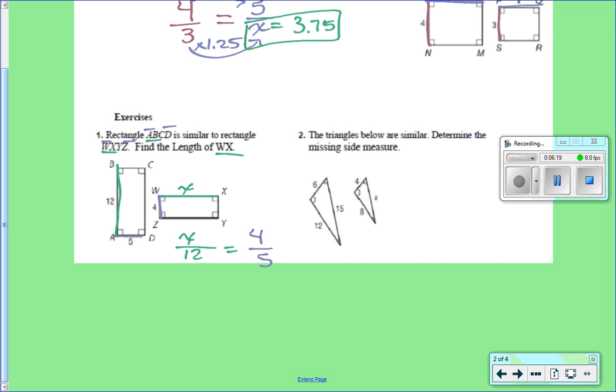And what can we do to solve? How can we solve for the missing side length now that we've set up a proportion? Have to do 12 divided by 5. Okay, you get what? You get 2.4. You can multiply 5 times 2.4. What do you do to the bottom? You're going to do the same to the top. 4 times 2.4 is 9.6 units. Okay, so with your table, go ahead and try number 2.